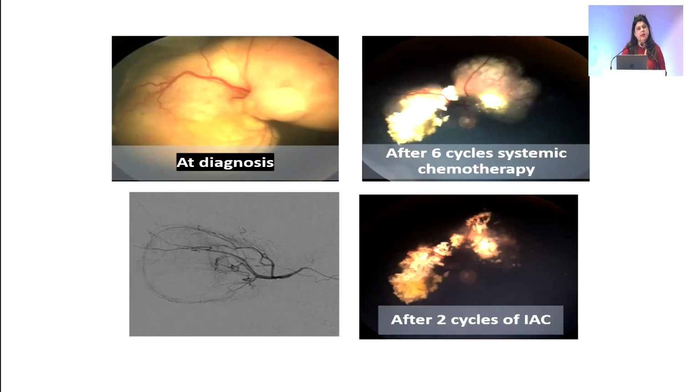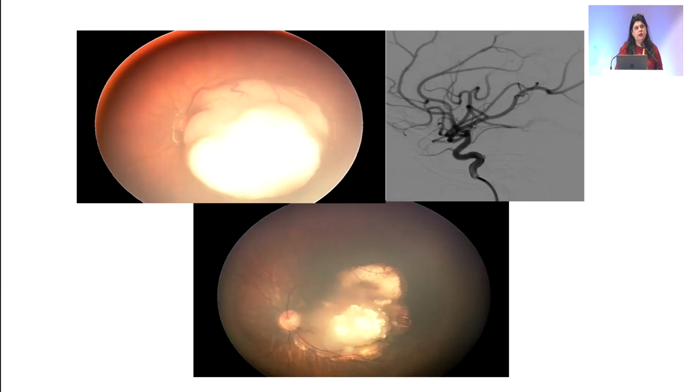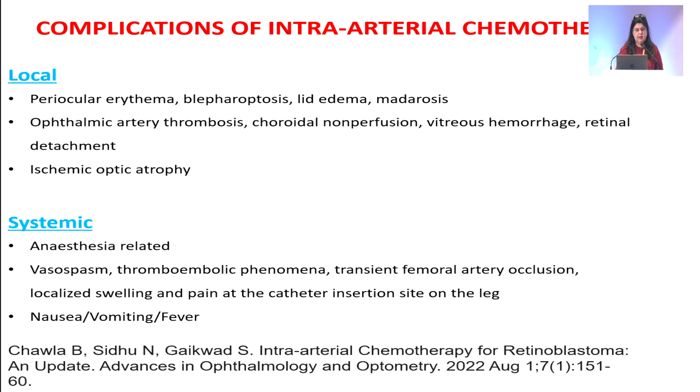So these are some of the cases that were treated with IAC at AIIMS, and this was a patient at diagnosis. This is after 6 cycles of intravenous chemotherapy. We can still see some activity over here, so we decided to go for IAC, and this is after 2 cycles of IAC. This mass has nicely regressed. This is another patient who was not responding just to intravenous chemotherapy, so we thought of trying IAC for this child, and again in this case the active portion of the mass has responded nicely to IAC. But then again there can be complications, and the team has to be ready to tackle these complications.